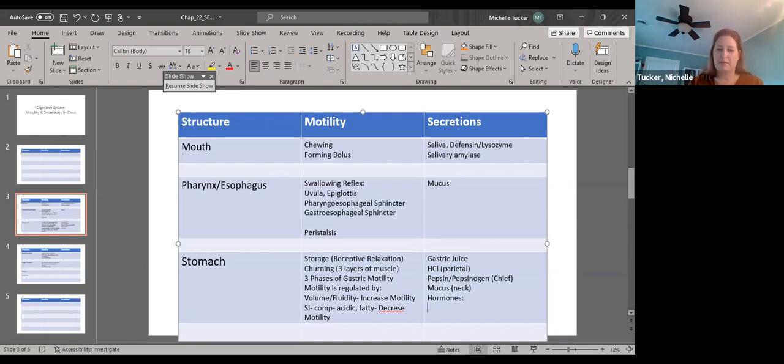So the hormones that the stomach is going to release are gastrin, which is going to increase gastric juice. And then we're going to have histamine, which will increase hydrochloric acid, and somatostatin, which in the presence of acid inhibits everything.